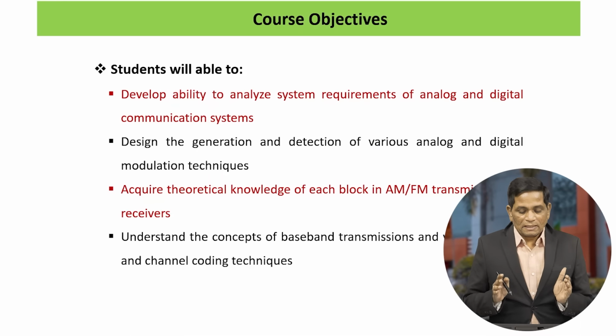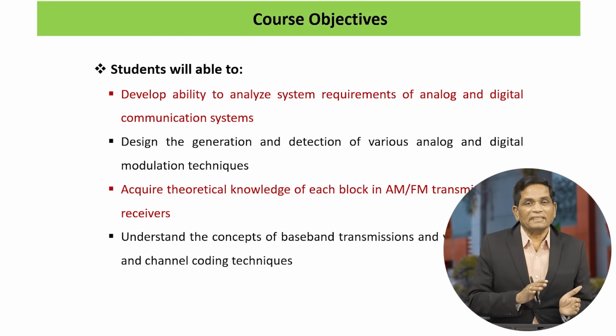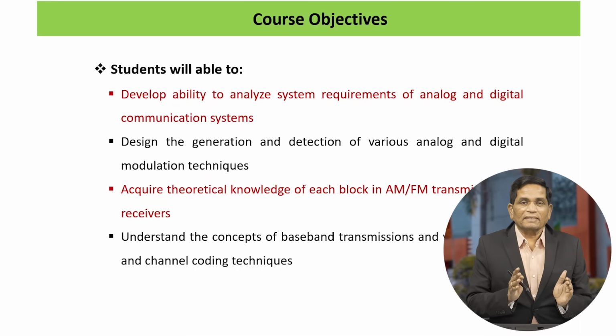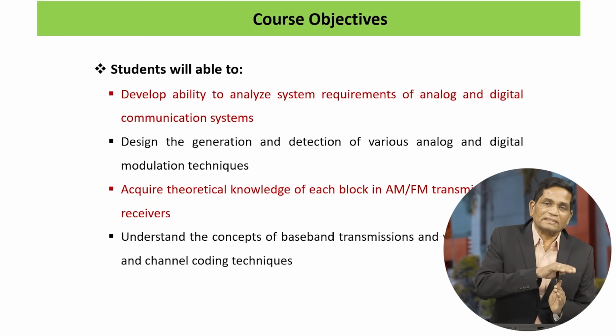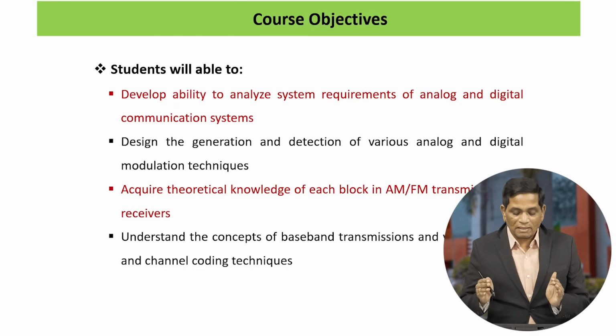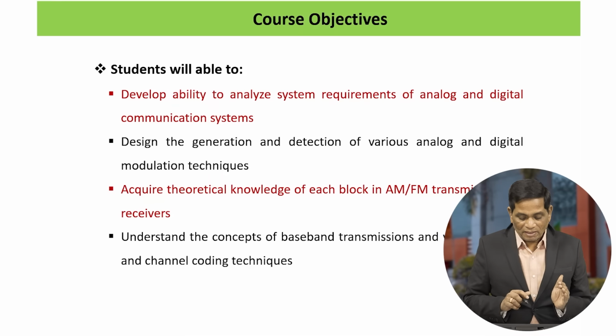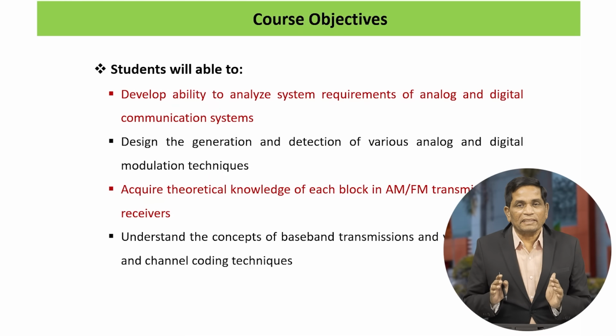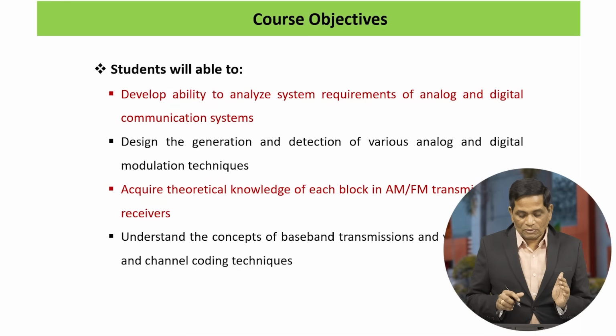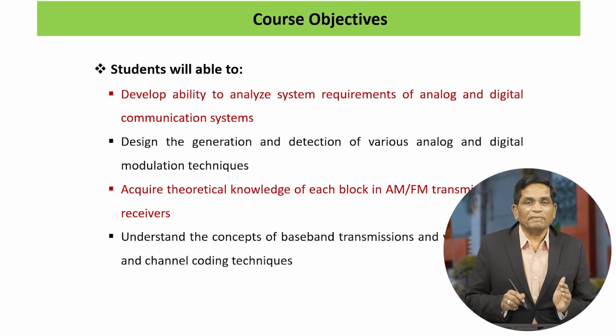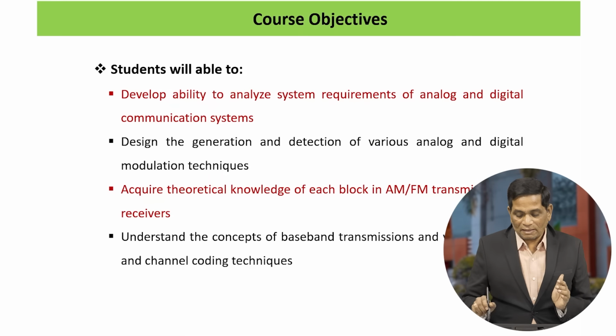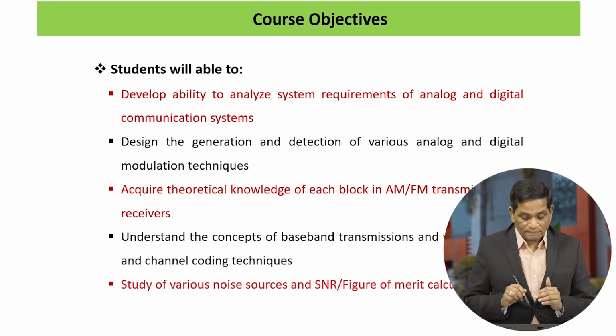So these are the course objectives. The first one is about the requirements. The second one is about the various generation and demodulation techniques. At the transmitter side, you are generating a signal. At the receiver side, you are demodulating or detecting. I also told you about the function of each and every block in any communication system, and the concepts about baseband, bandpass, and coding techniques.